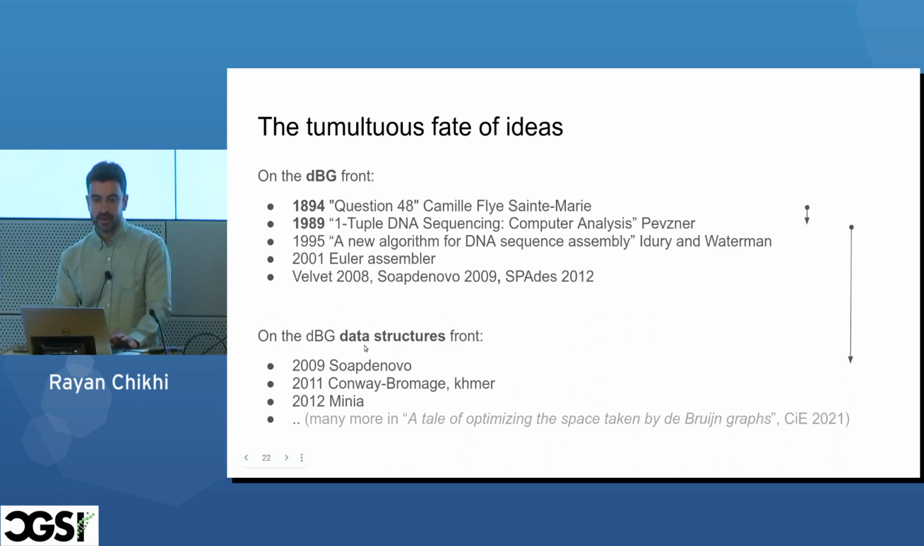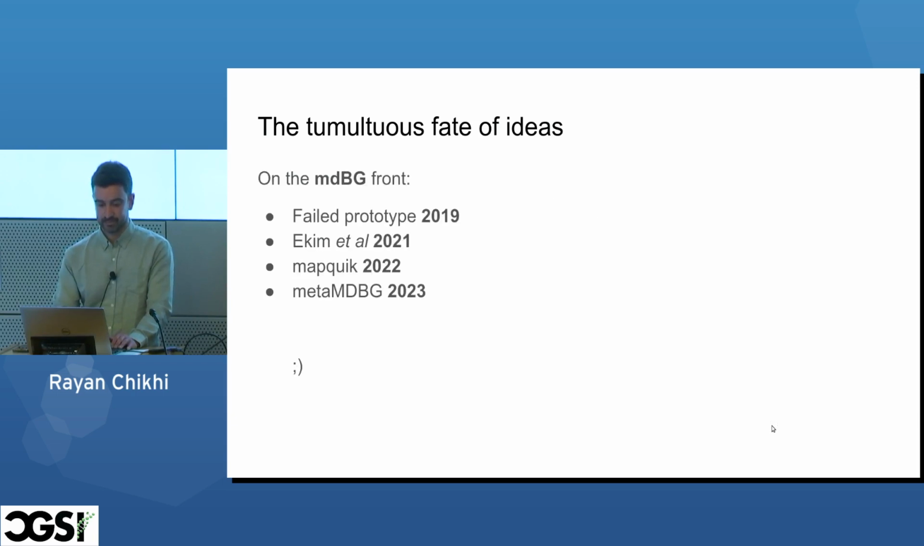In terms of optimization of the space of de Bruijn graphs, it also took many years. From, let's say, 2001 to 2009, there was no consideration of optimizing the space. But now there are many, many tools that aim at optimizing de Bruijn graph data structures, and I talk about them in an article here. Well, mDBG is way younger, so for now there's no history of it.